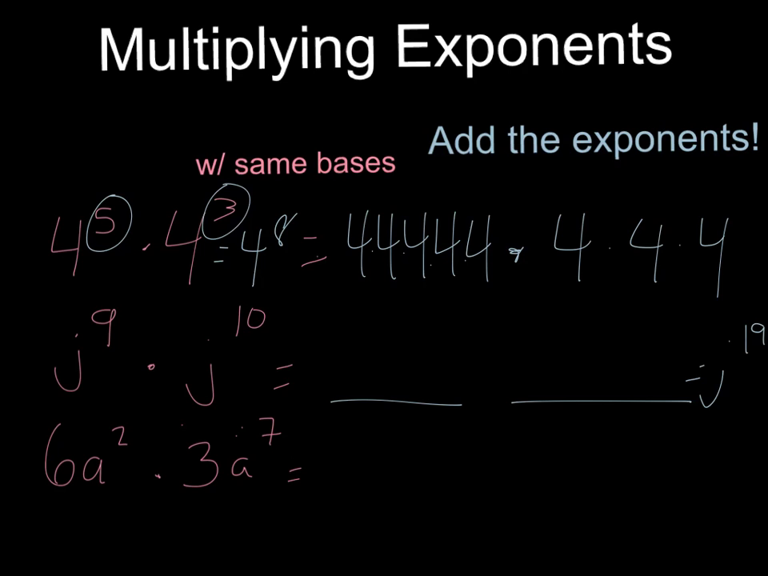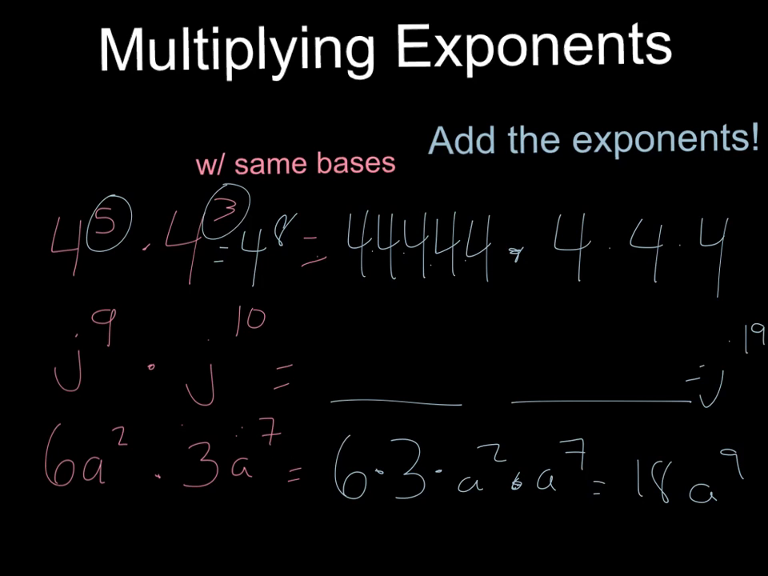And then we have 6a to the 2nd times 3a to the 7th. Remember, the commutative property says I can rearrange that and have 6 times 3 times a to the 2nd times a to the 7th. And so we know from adding exponents that I'm going to get a to the 9th, because that's 2 a's and 7 a's mashed together to get 9 a's. And then 6 times 3, based on that commutative property, gives me 18a to the 9th. So here are some examples of different ways to multiply exponents.